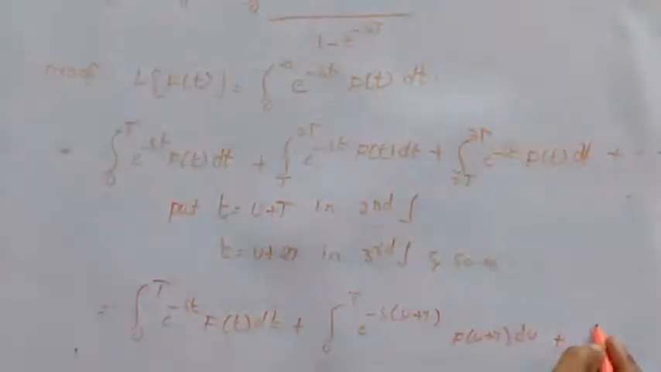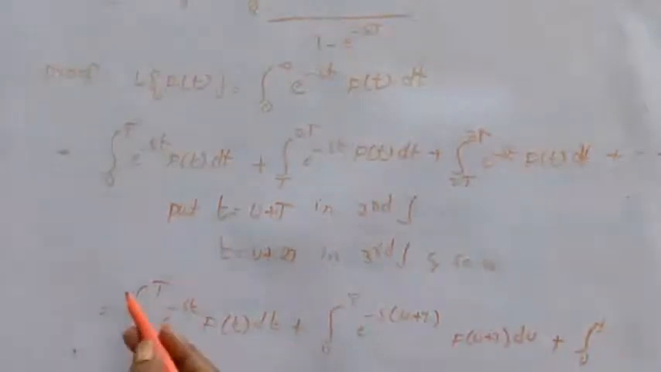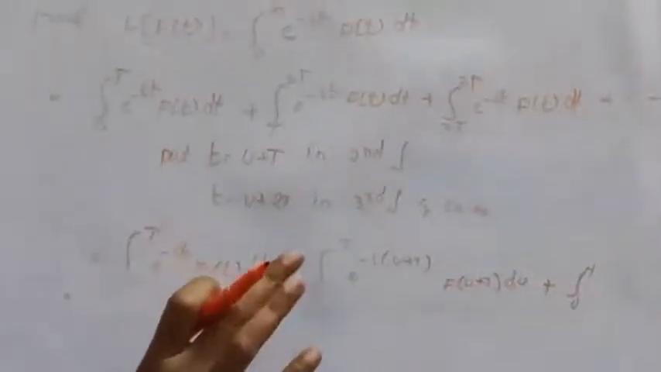Plus integral 0 to T. Why have we considered the same integral limits? In order to make it a periodic function. Periodic function in the sense that the limits will be the same for all the integral terms. So here 0 to T of e power minus s. In the third term, what do we keep in place of t? u plus 2T, into f of u plus 2T into du, and so on.